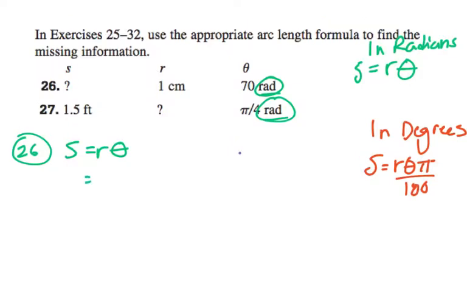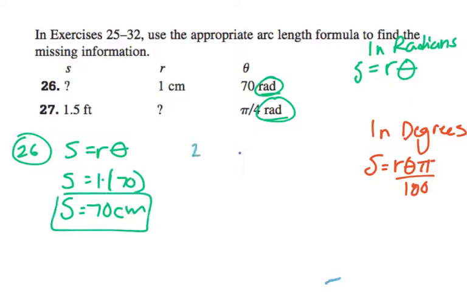Alright, so number 26, we're taking the s, which we don't know, and multiplying your r and theta. And so our r is 1, and our theta is 70, and so we're doing 1 times 70 to be our s, so 70. And this is arc length, and so we would do centimeters.